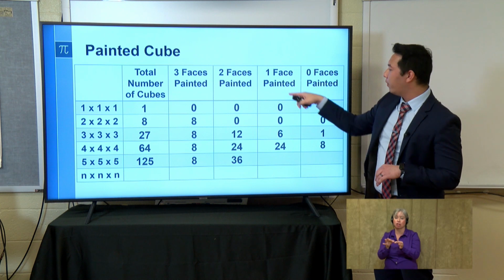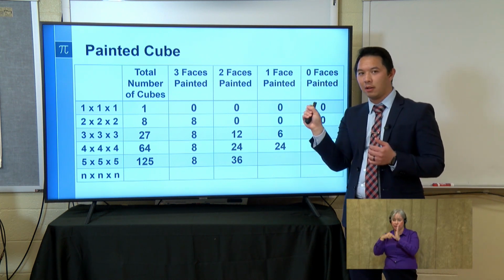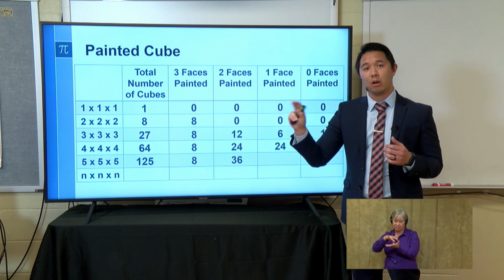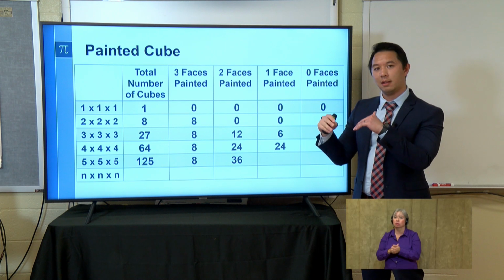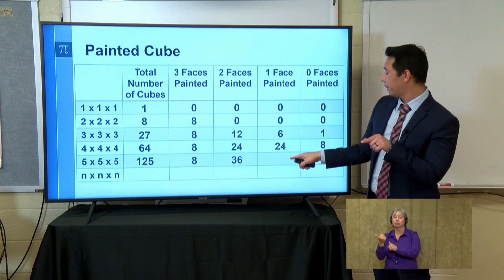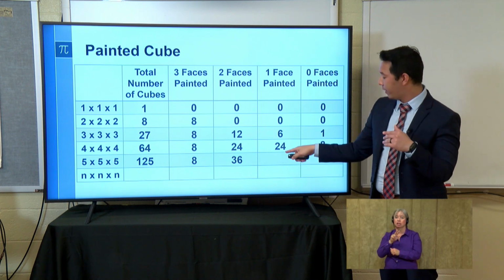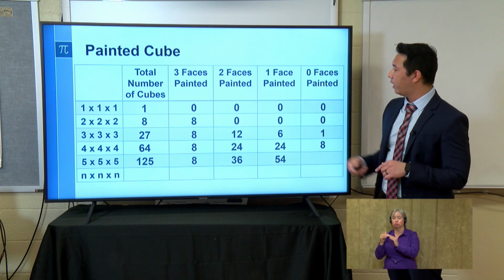When I'm looking for 1 face painted, if I'm thinking about location again, that was the very center of our faces on our larger cube. So when I take away those edges, that leaves me with a 3 by 3 center cube, or center square. And then 3 by 3 is 9. I've got 6 faces, so I have a total of 54 unit cubes that have 1 face painted.